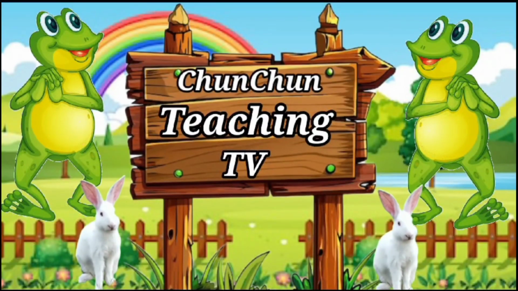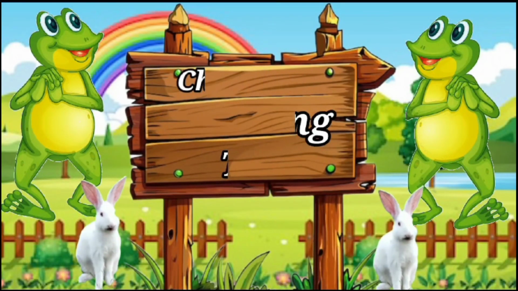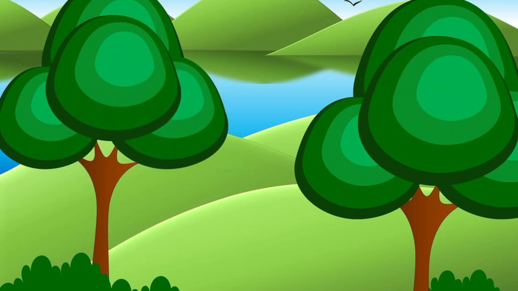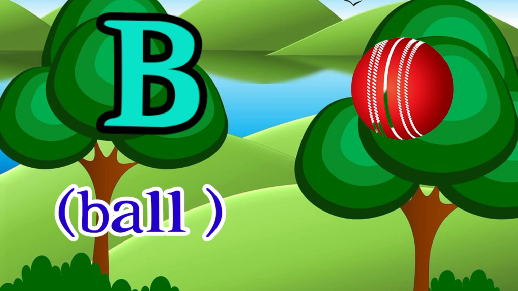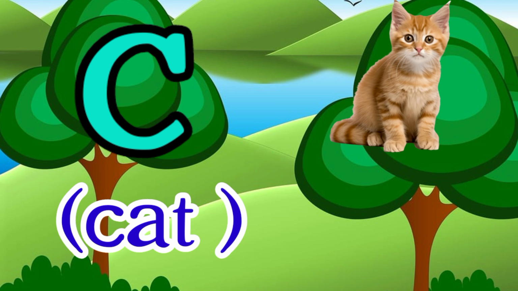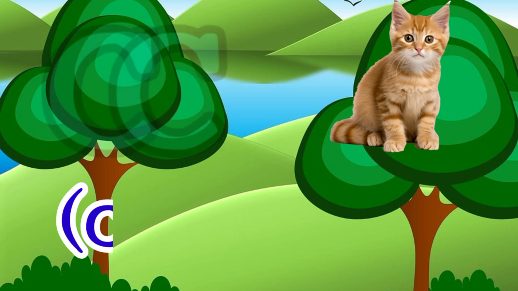Chun Chun Teaching TV. A for apple, apple means save. B for ball, ball means gain. C for cat, cat means billy.